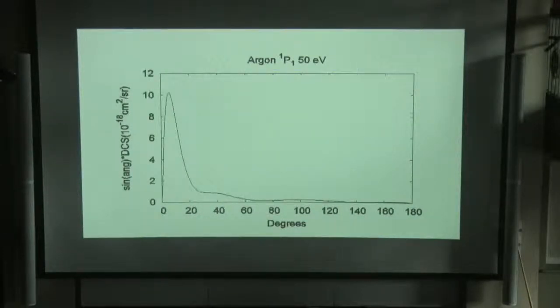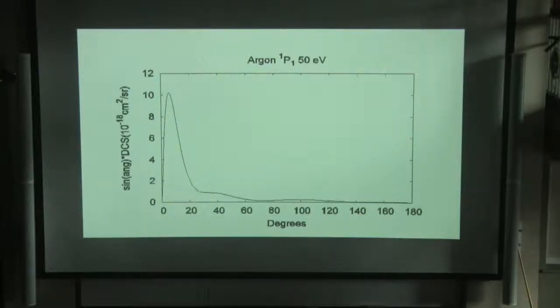Because what you do when you integrate is, first of all, it's cylindrically symmetric, so you get a 2 pi, but then you multiply by sine theta. So sine theta knocks the zero angle down to 0. And what you get is a peak here in the forward direction still, but it's much lower. It's only got about 10 here. And now you've got a linear scale, not a log scale. And look at out here. Well, there's not much out here. Most of it comes from this peak in here.